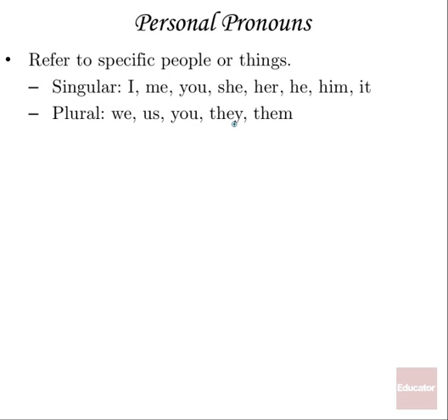All right, we begin with personal pronouns. Personal pronouns refer to specific people or things. So there are singular and plural personal pronouns. Singular, I, me, you, she, her, he, him, and it. Notice the it that can take the place of an awful lot of different things. Now the plural version, we, us, you again, they, and them. All of these words can stand in for people or things. Let's look at some examples.